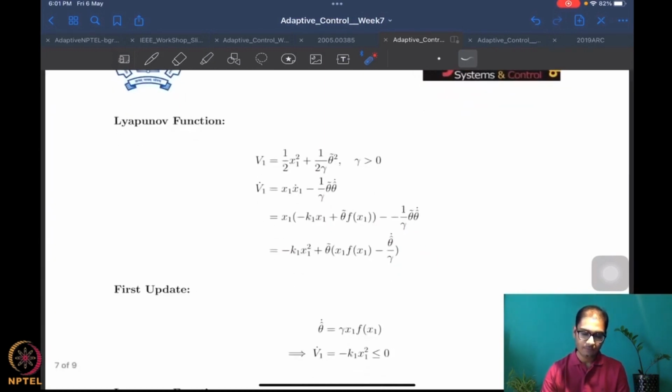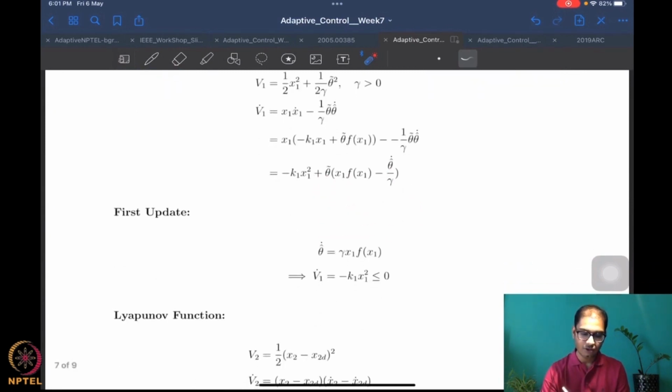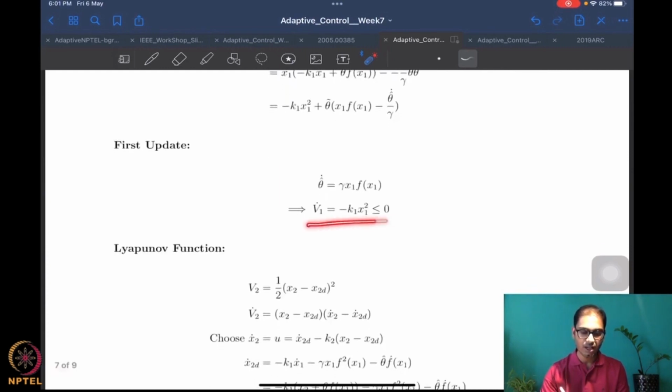Now I know that these theta tilde terms can be combined nicely, right? And if I choose theta hat dot to be this, which is essentially cancelling this term out, which is the best I can do, we've already discussed this several times before, then we are left with V1 dot is minus k1 x1 squared, which is negative semi-definite, right? Again, try to remember the difference from the matched case.